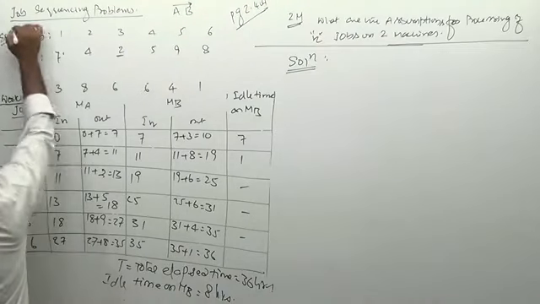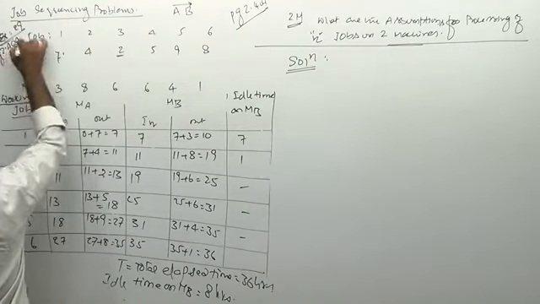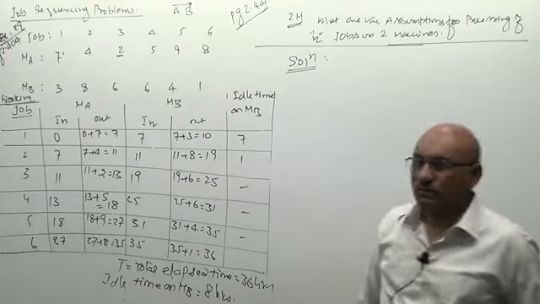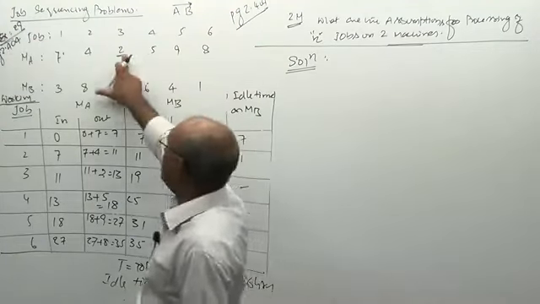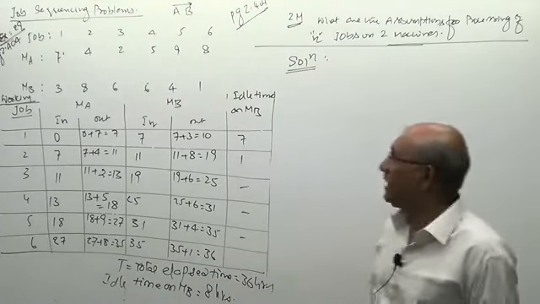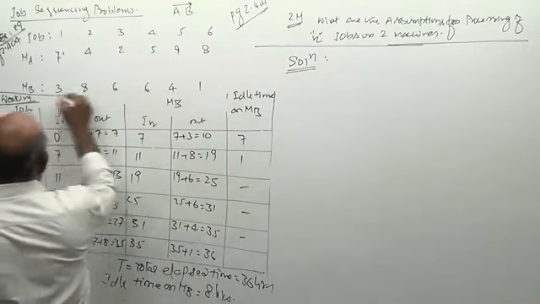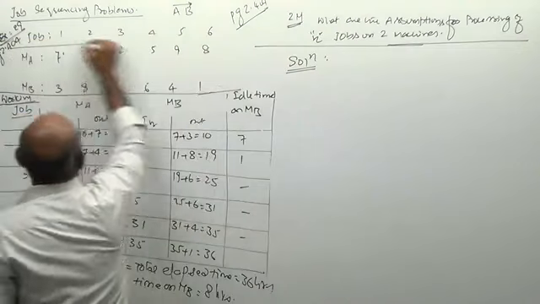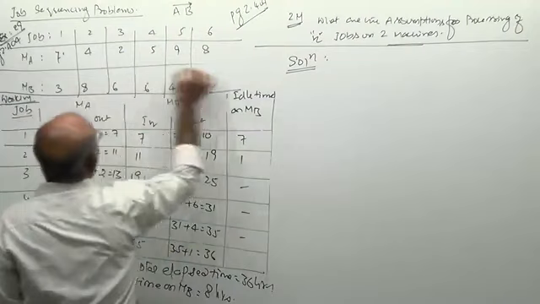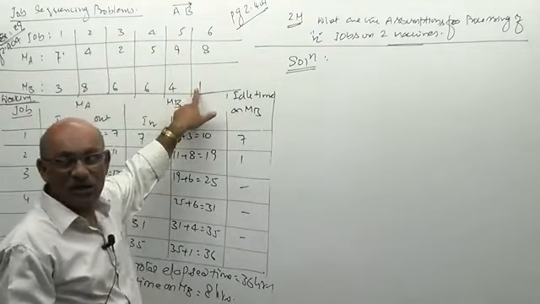This is example number 29, page number 404. Look at the first step. What is the first step, sir? Identify the least processing time of these jobs on the 2 machines. 1 hour is the least processing time.